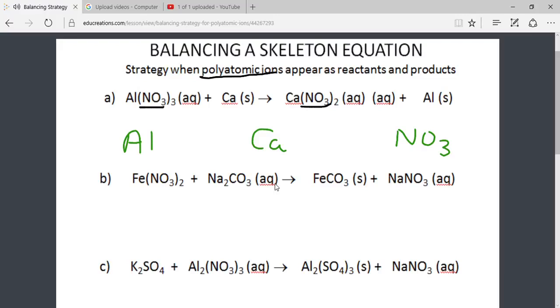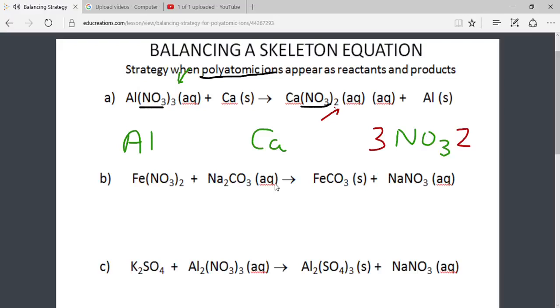Parentheses around a polyatomic ion such as nitrate, or any polyatomic ion, reveal how many of that polyatomic ion are present in the equation. The value written outside of the parentheses reveals how many of that ion are present. In this case, on the reactant side, we can see that there are 3 nitrate ions present. Yet on the product side, there would be 2 nitrate ions present. Therefore, nitrate ion is not balanced in this equation.